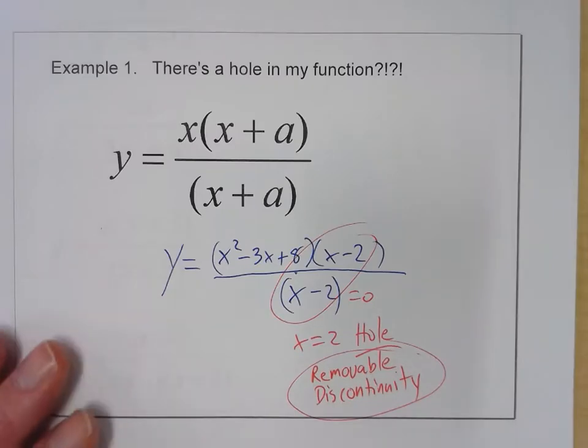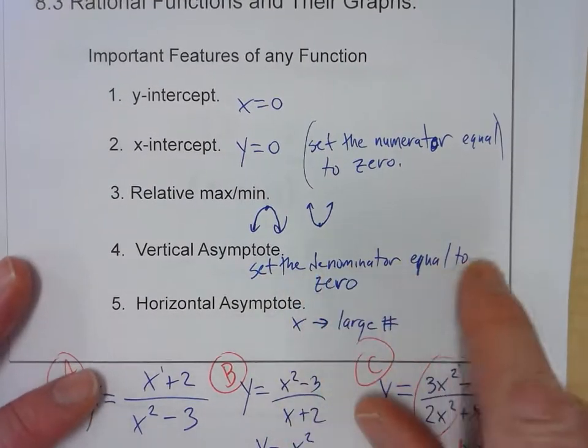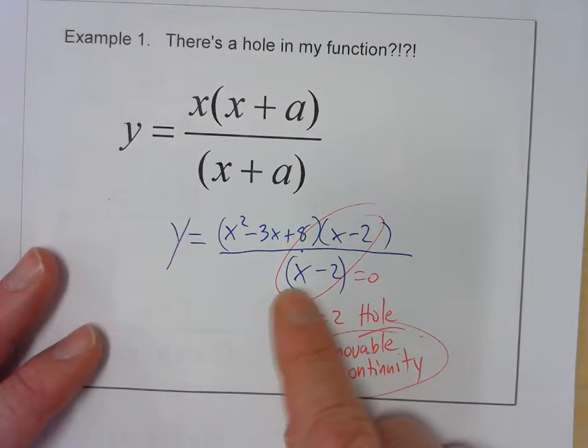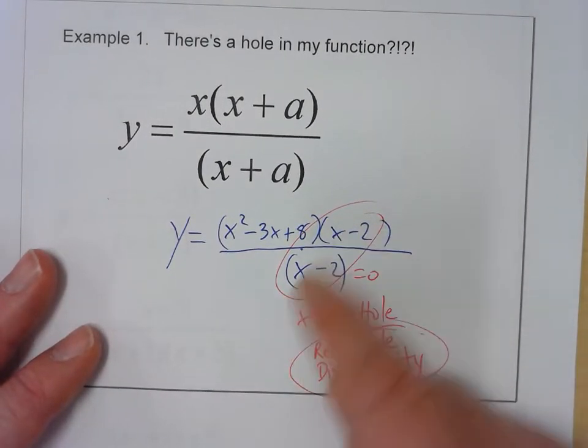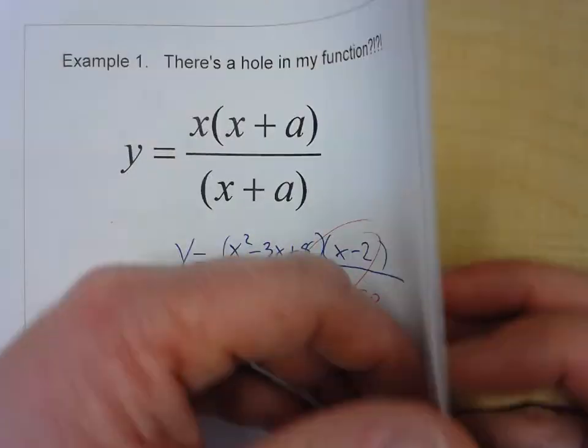So in the first slide here, I said setting the denominator equal to 0 creates a vertical asymptote. Well, it doesn't in this case, because you've got to look for this situation where there could be a hole in the function.